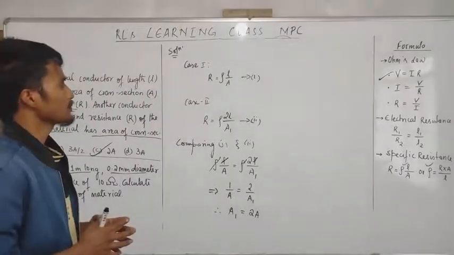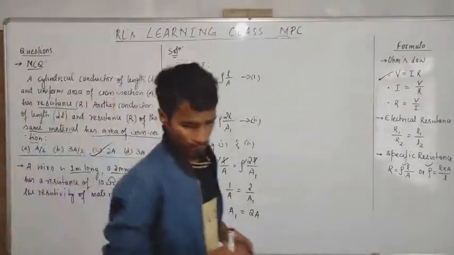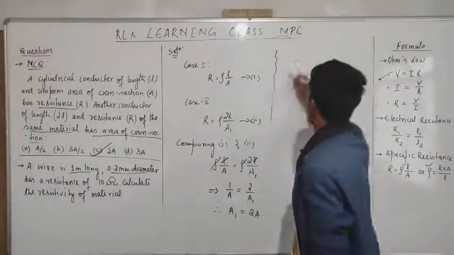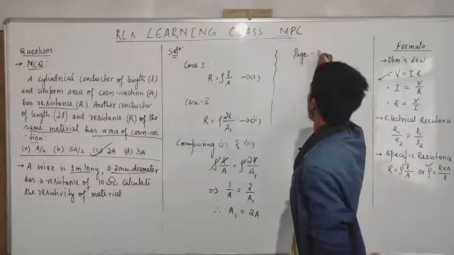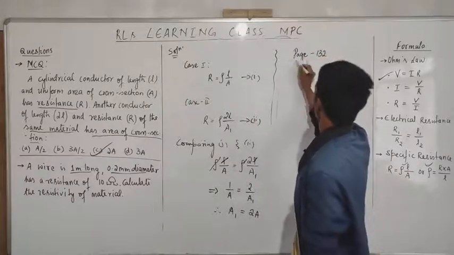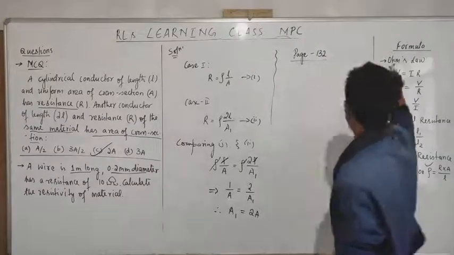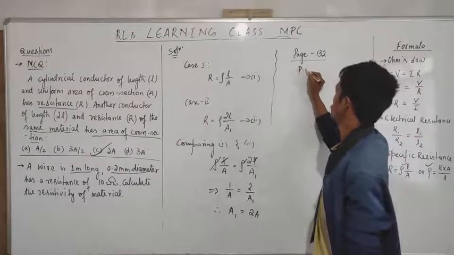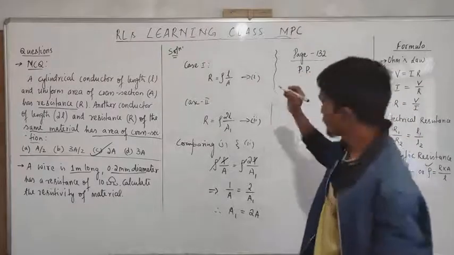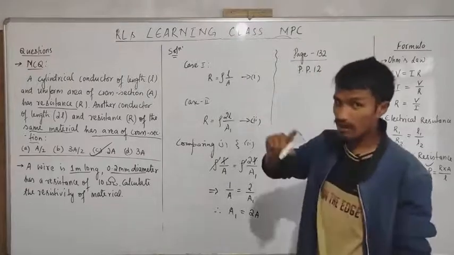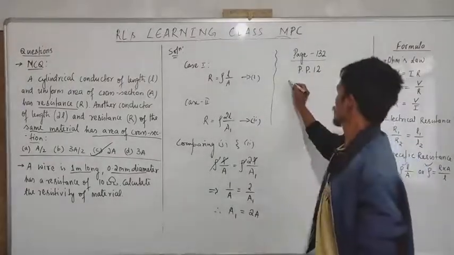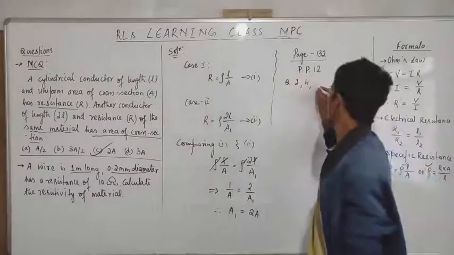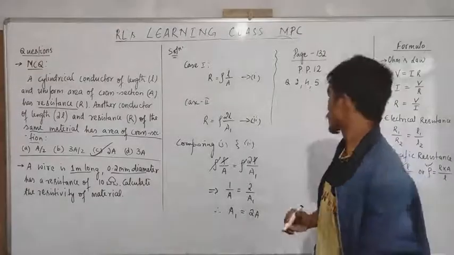Now I'll give the questions which you need to try by yourself. I'll write the page number from your textbook. Page number 132. This will be based on Ohm's law. Based on these formulas, solve these questions. That will be practice problem 12. Question number 1 and question number 3 I already finished. Questions you need to do now are question number 2, 4, then 5.